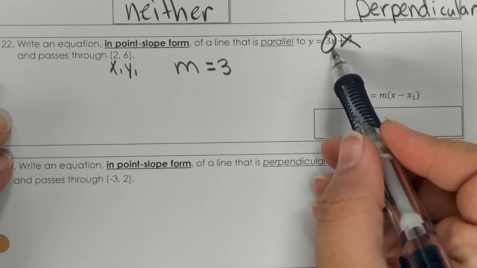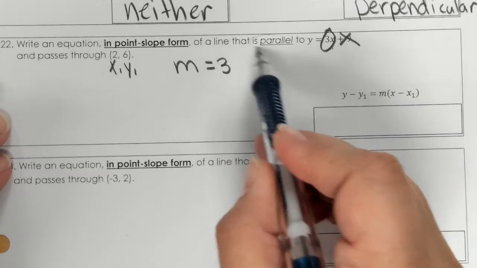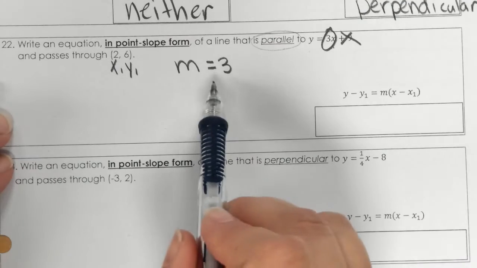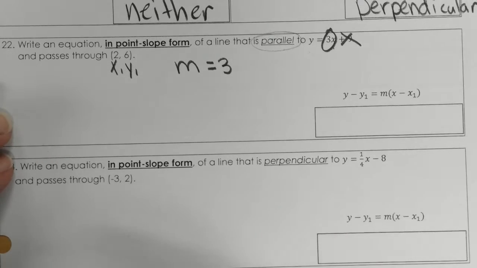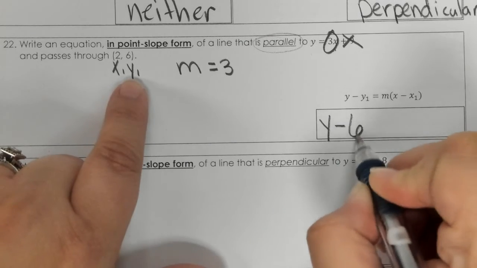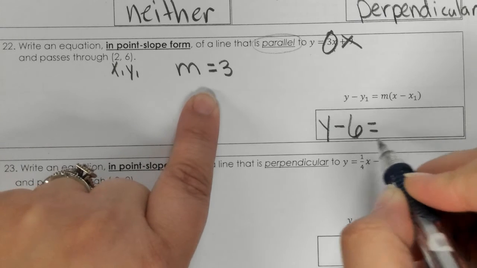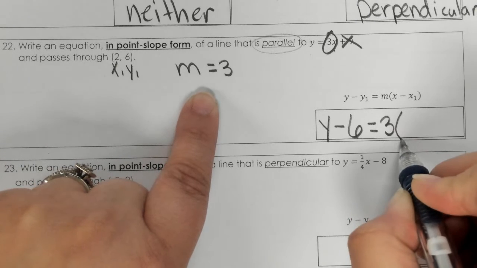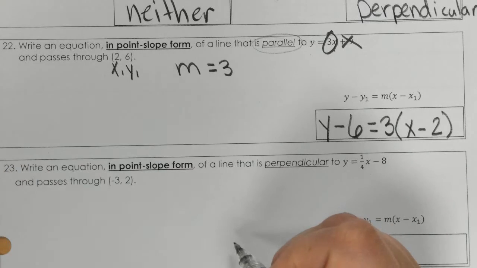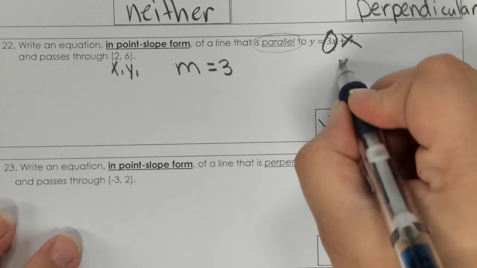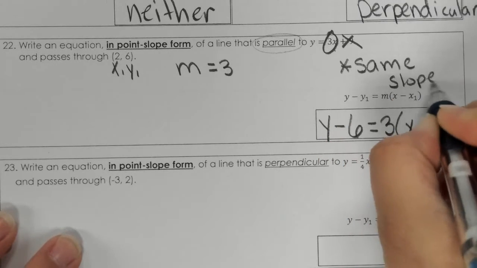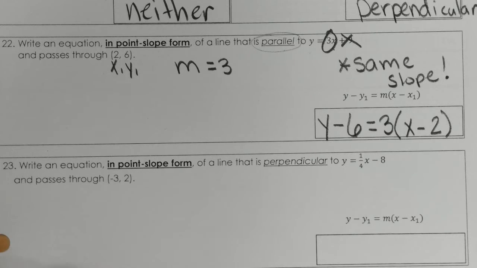So if my slope is 3, and I'm talking about parallel lines, I keep it 3. Now I plug in my slope and my point into point-slope form, and that's it. So y minus 6, my slope stays the same, and then x minus 2. Okay, so make yourself a note. Parallel, same exact slope, don't change anything.